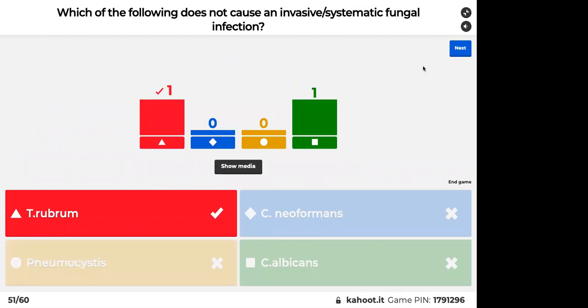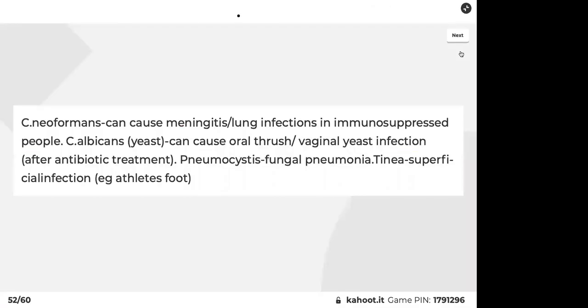Alrighty, so which of the following does not cause an invasive systemic fungal infection? Out of the four options there, the answer was T. rubrum, so that's tinea. Tinea is a superficial skin fungal infection, so that doesn't go too deep, and it definitely isn't invasive and affecting other organs. So the answer there was tinea. If you go on to the next, there'll be a slide explaining the other ones.